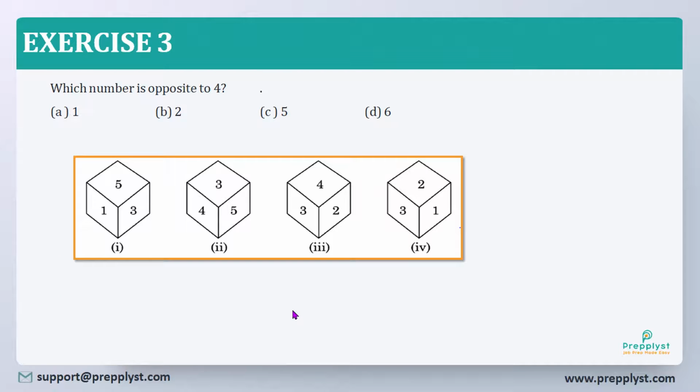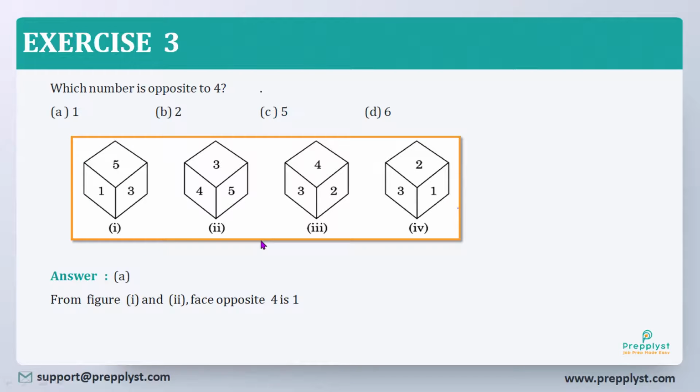Now let's look at the third question. Which number is opposite to 4? You could study the 4 diagrams and answer your question. Now as you can see in the first and the second diagram, we can see that 4, 3 and 1 are all adjacent to the number 5. That means 1 is adjacent to 5 and 4 is also adjacent to 5, which means the face opposite to 4 is 1, because 4 is going to be on this side. So the answer is option A, where the face opposite 4 is 1.